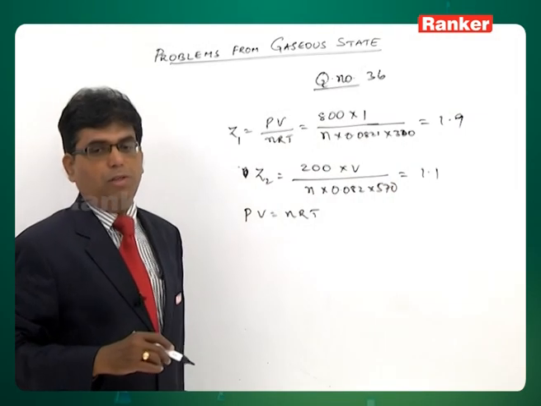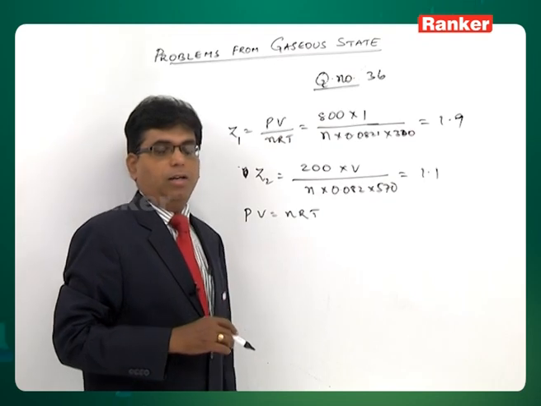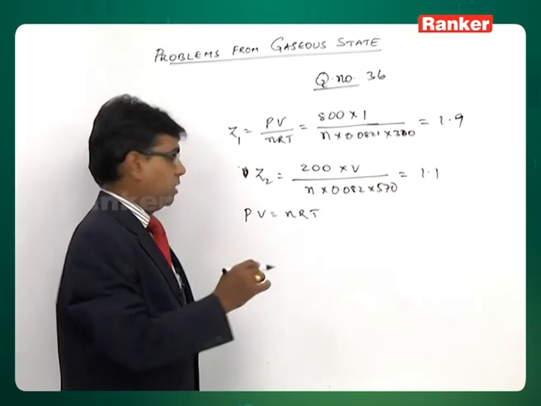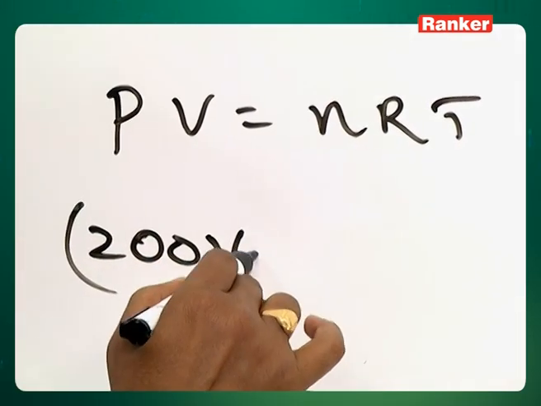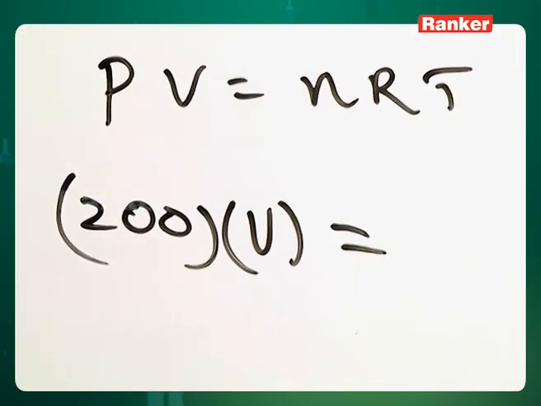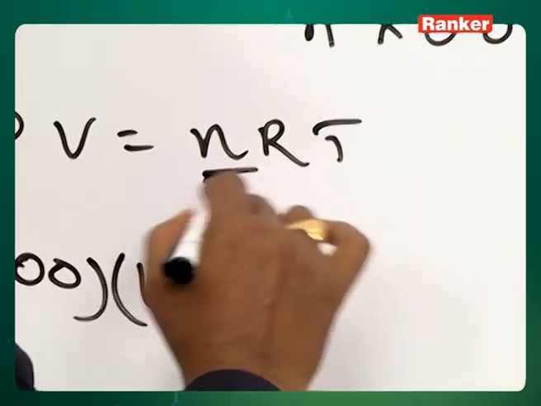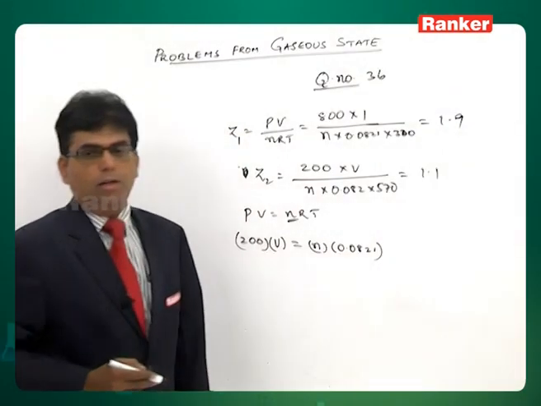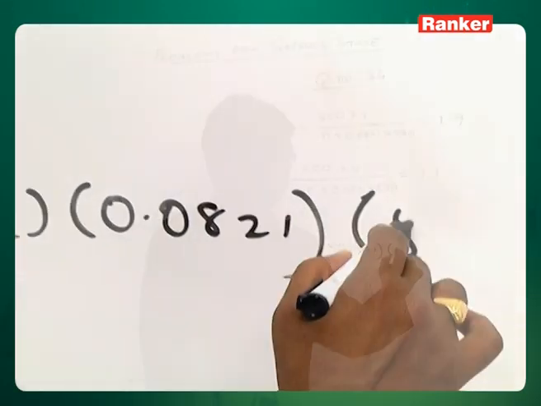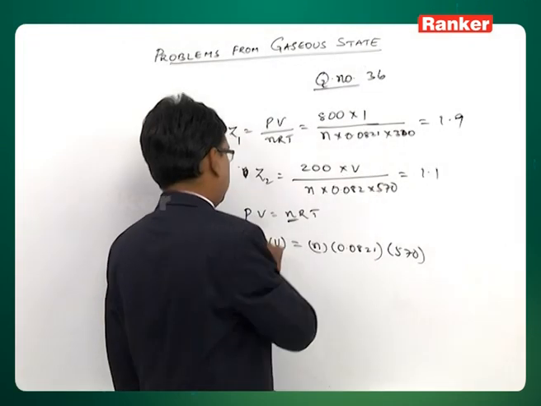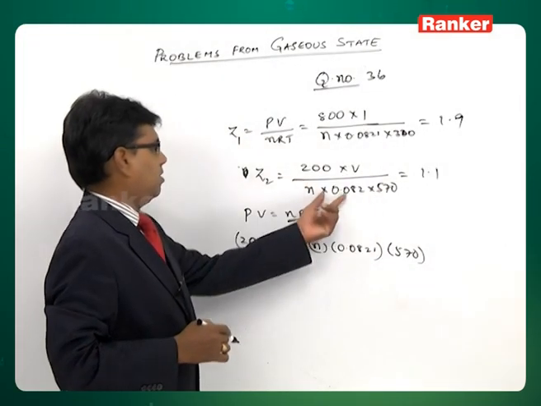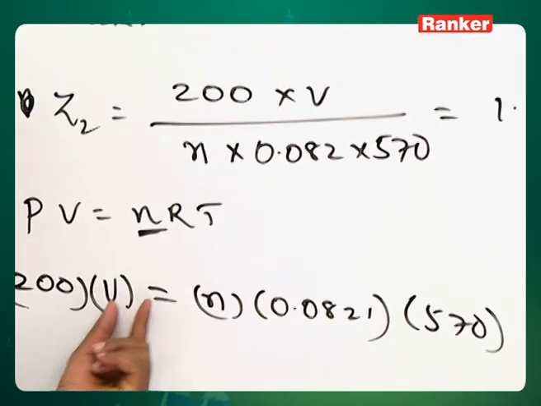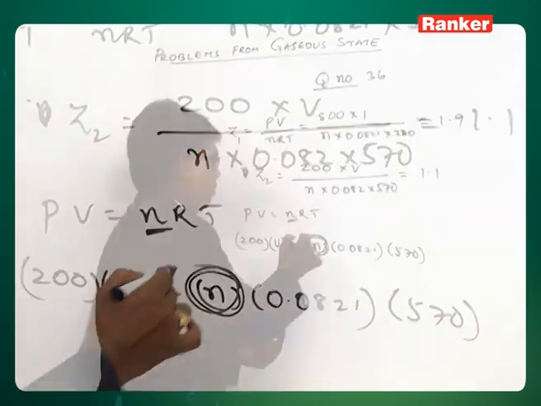Then by substituting this, the volume occupied is what we have to find out now. Pressure is 200, the number of moles is given, which we have already calculated, R is 0.0821, and temperature is 570 again. So, this is the temperature and this is the pressure. Now, at this, what is the volume? That we have to substitute here. Then the number of moles we have to calculate.